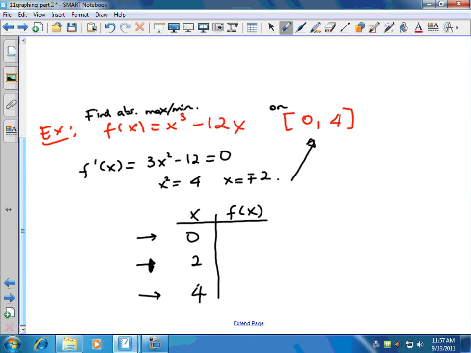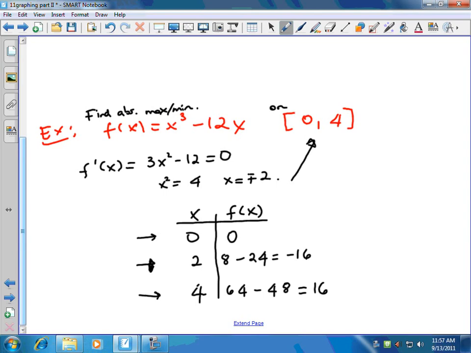So let's see what we get. If I substitute 0 for x, I'm going to get 0. Let me plug in 2. 2 to the third is 8 minus 12 times 2, or 24. So that will give me negative 16. And plug in a 4, you will have 64 minus 48. And that should be 16.